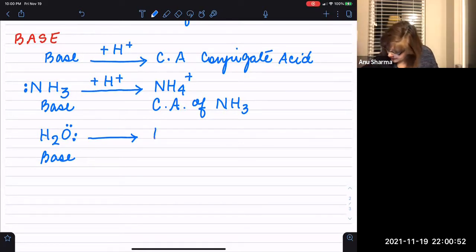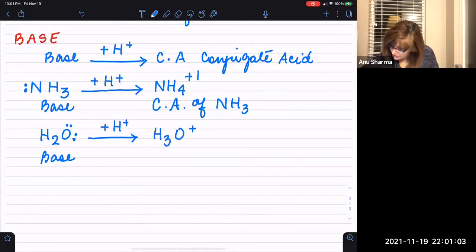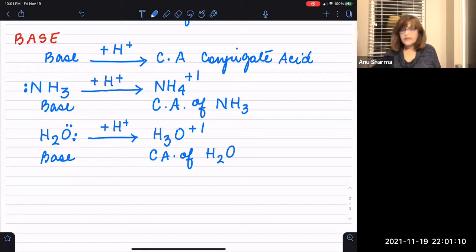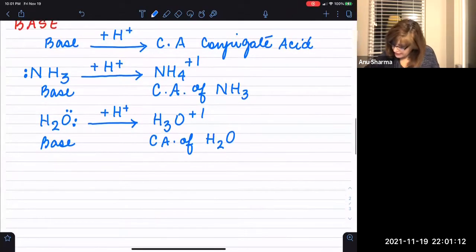Now we have H2O. It adds one more hydrogen ion, so this becomes H3O plus, with a plus one charge. This is the conjugate acid of H2O. Okay, now let's look at another one.